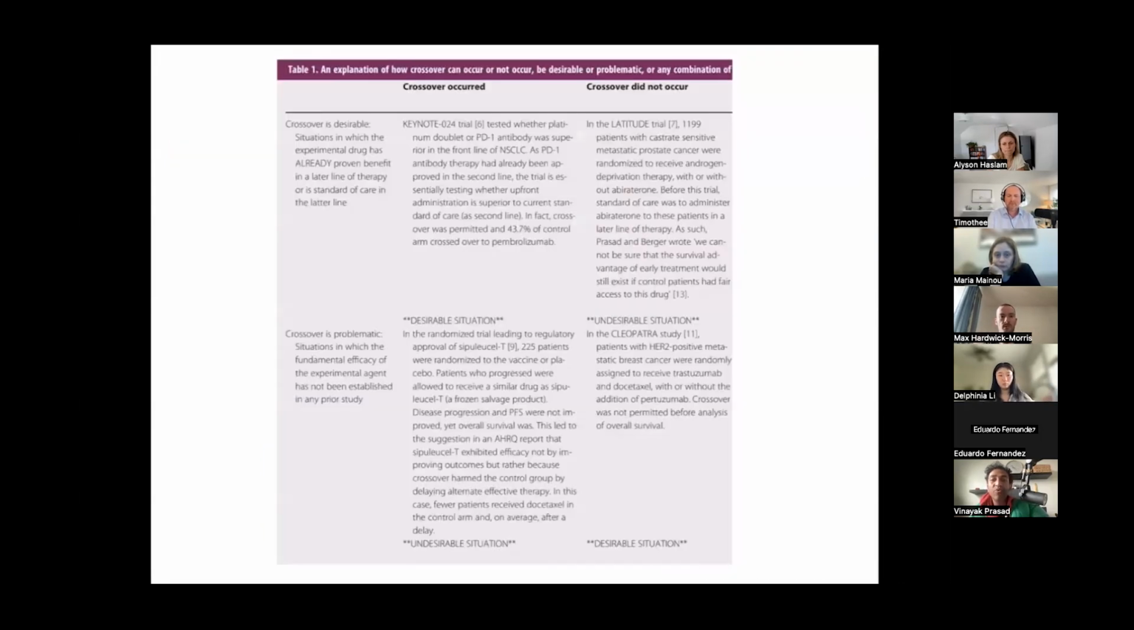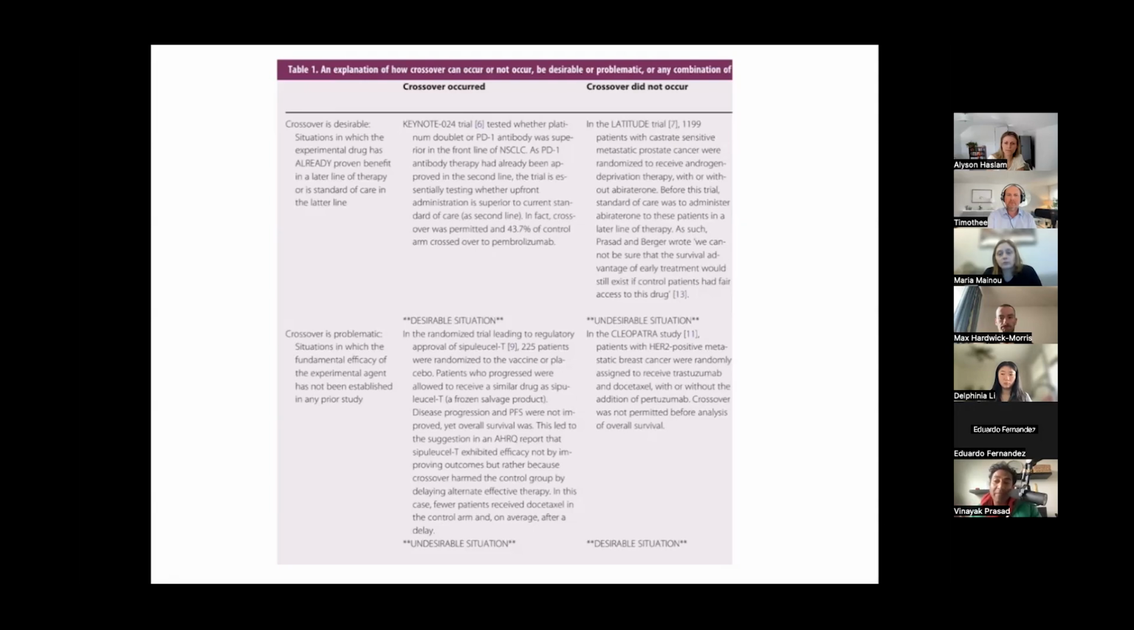All right. So crossover, so this is the 2x2 table. Crossover is either desirable or it's undesirable. It either occurred or it didn't occur. So it's desirable, I think, in situations where a drug has already shown a benefit in a latter line of therapy and you're moving it up front. And it's problematic in situations where a drug has never established fundamental efficacy. If it's never established fundamental efficacy, you don't want crossover.